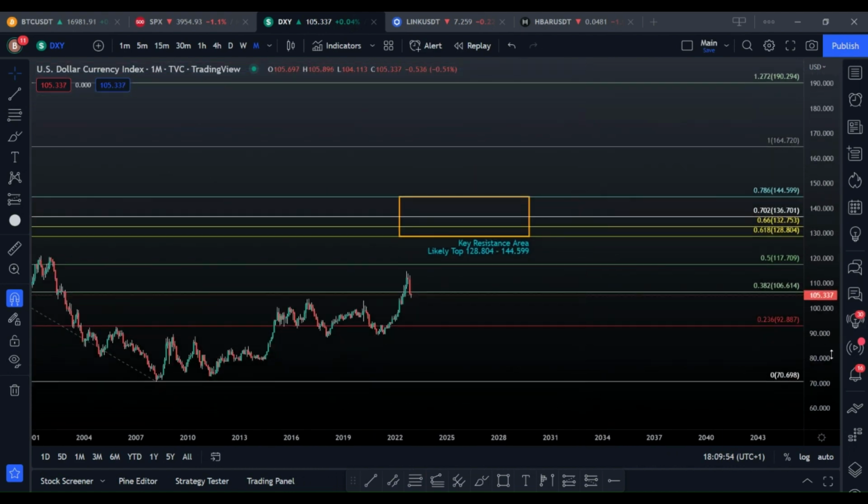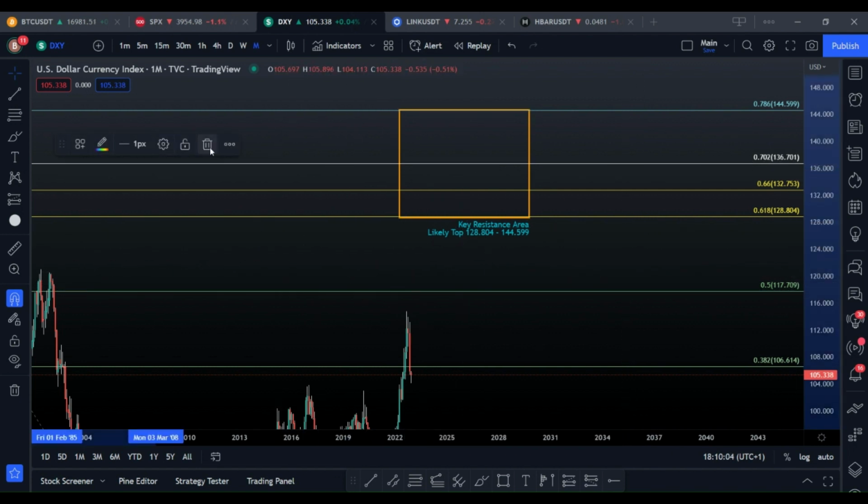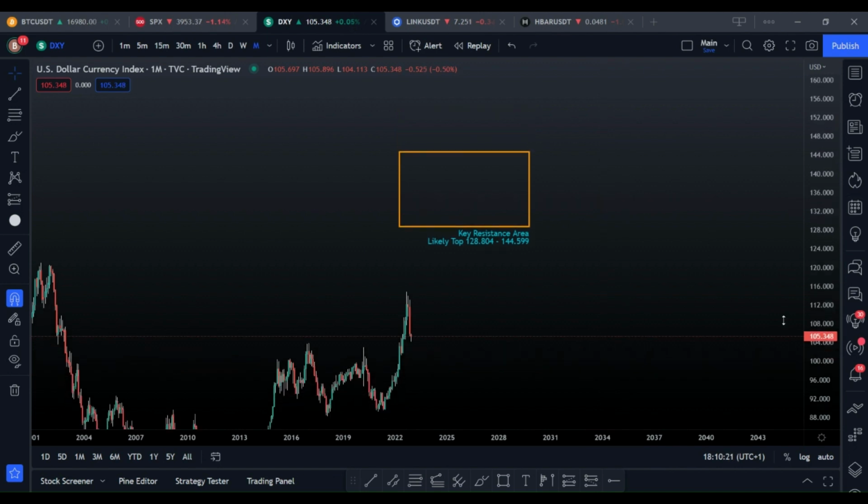We can see right here that we have our strong golden pocket Fibonacci resistance targets in between 128.804 to 132.753. So with these fibs corresponding to this area, we strongly believe that this area will be the top target for DXY before we see price reverse. And when price reverses, when the DXY is bearish, it's good for stocks and especially crypto.